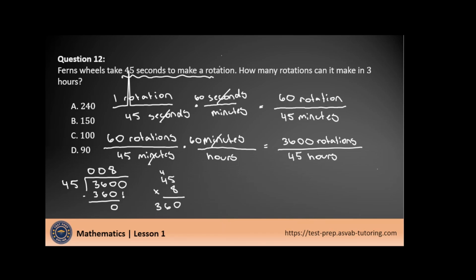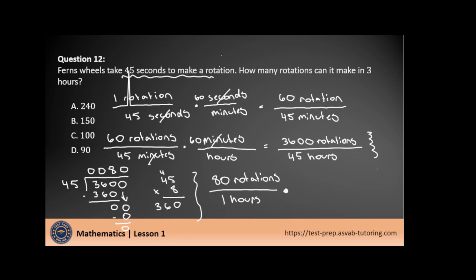Subtract, we get 0. Bring down a 0. 45 goes into 0 0 times. No remainder. All right, so this is telling us that we have 80 rotations per 1 hour. So I just simplified this. So this guy became that new fraction that we just wrote, because 3600 divided by 45 equals 80.